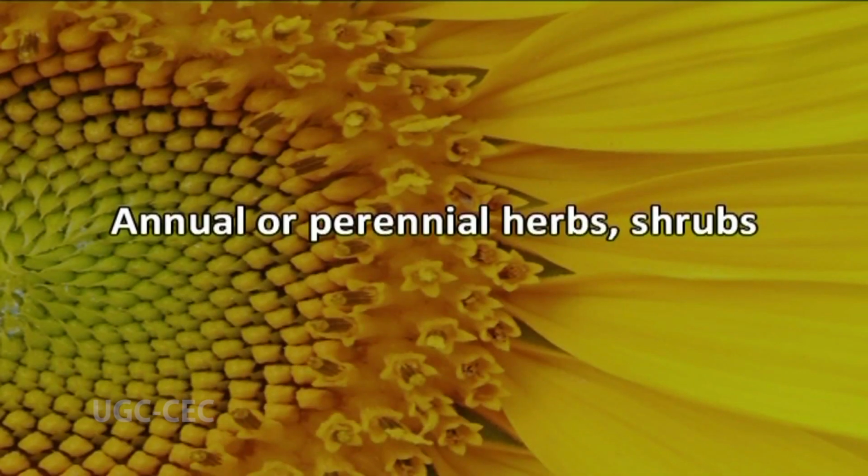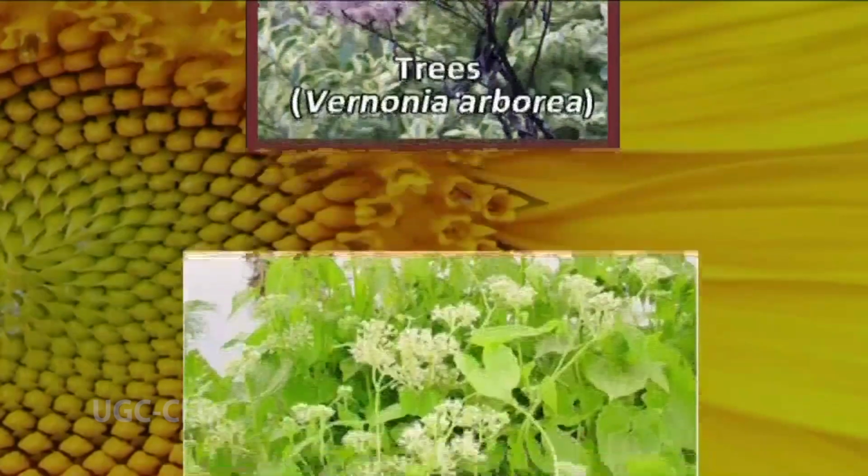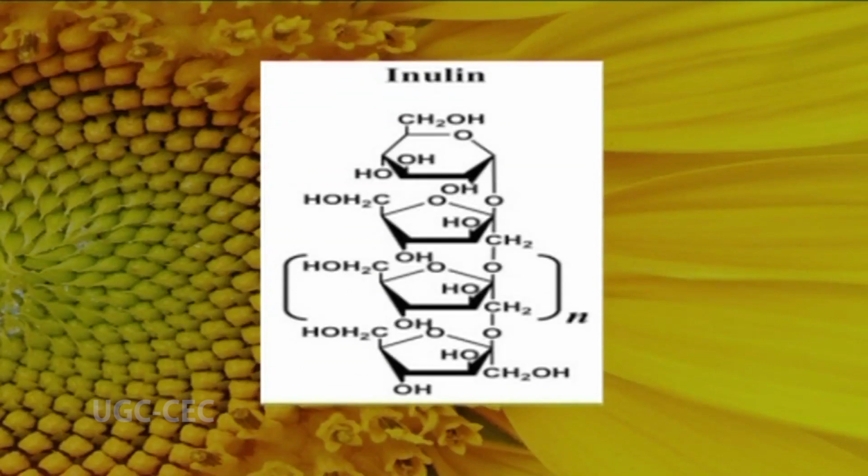When we talk about the habit of the Asteraceae family, its members are either annual or perennial herbs, or sometimes they can be even shrubs. Or very infrequently, we see Asteraceae taxa that can be even trees. An example is Vernonia arborea. Or very rarely, they can be even vines. The example here is Mikania micrantha. In the case of perennial herbs, they are often associated with tubers. These tubers store a carbohydrate by the name of inulin.